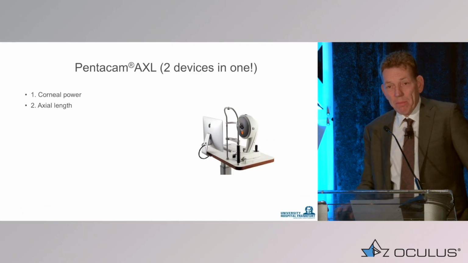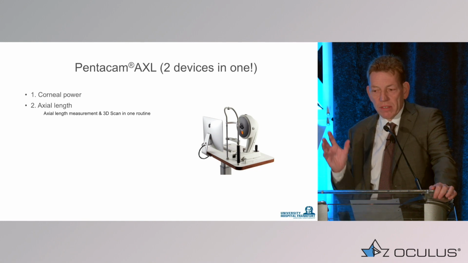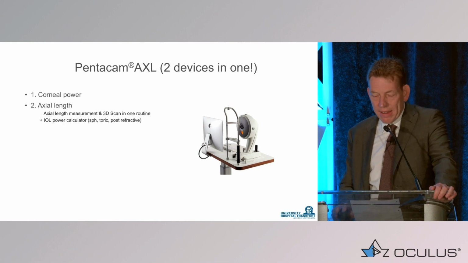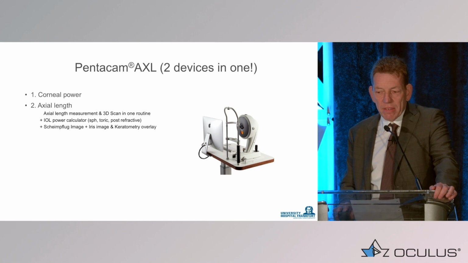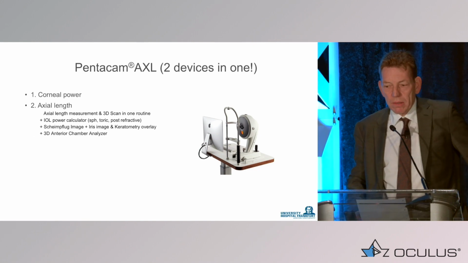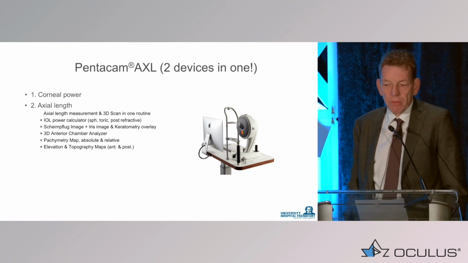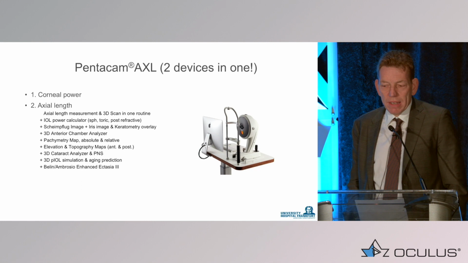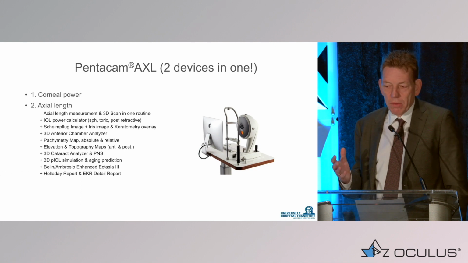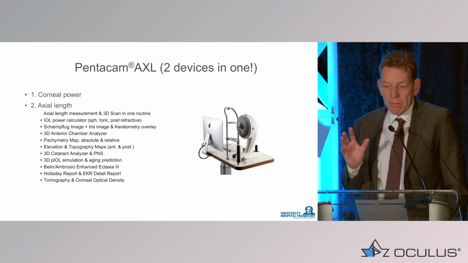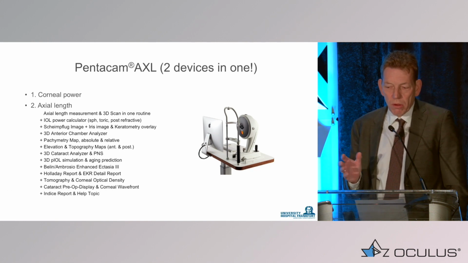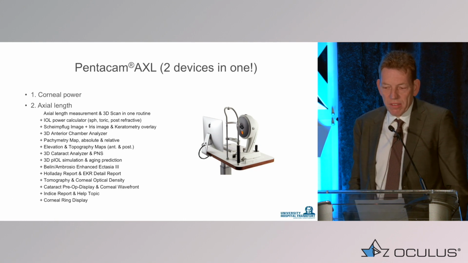The Pentacam AXL now is a device which takes into consideration corneal power and the axial length, and then it demonstrates a lot of different functions: axial length measurements, IOL power calculation, Scheimpflug imaging, 3D anterior analyzer, biometric, evaluation of topography, 3D cataract analysis, 3D phakic IOL simulation, different enhanced situations like the ectasia map, the Holladay map, the tomography, cataract IOL display, different indices, corneal ring display.